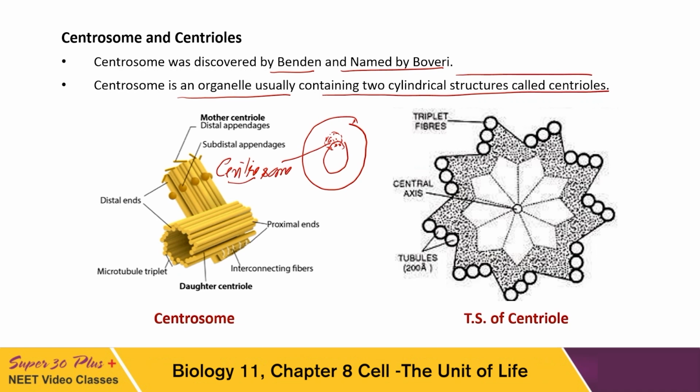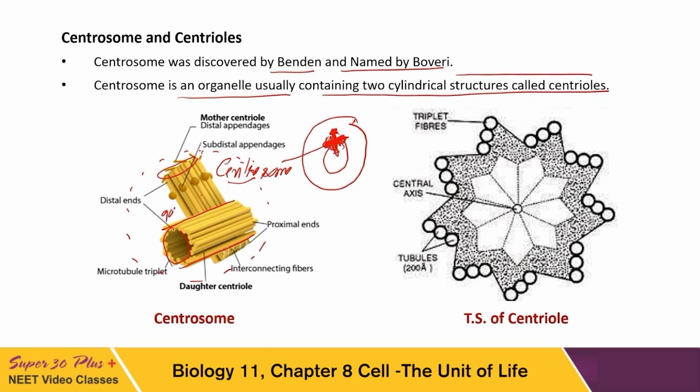In this centrosome, there are two cylindrical structures. One cylindrical structure, and the other cylindrical structure lies parallel to this, and these two cylindrical structures are known as centrioles. You can see here, this is one centriole and this is the other centriole, and this whole area is known as the centrosome. These centrioles lie at about 90 degrees to each other.